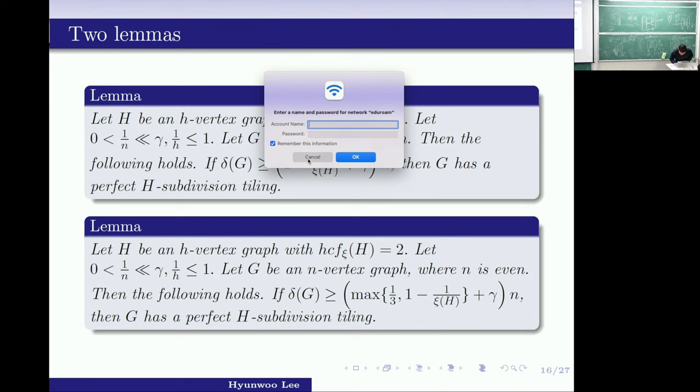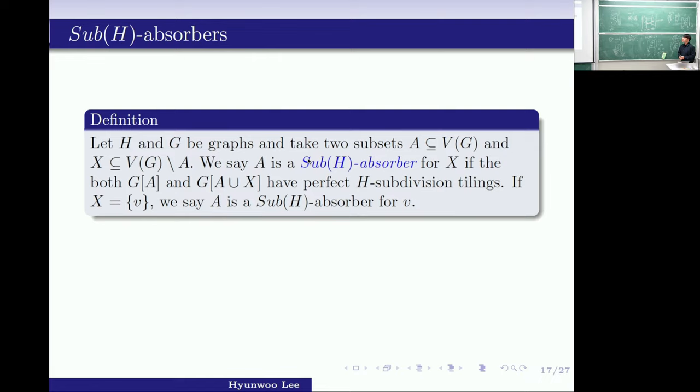So let's see how to prove this. In order to prove the previous two lemmas, we use the absorbing method. We will construct suitable absorbers for our setting. What we want to do is find many vertex-disjoint copies of subdivisions. So it is natural to consider this type of absorber.